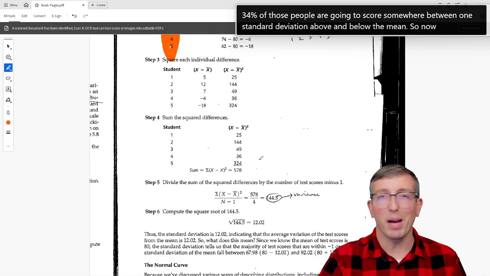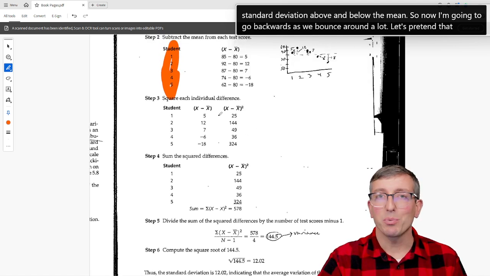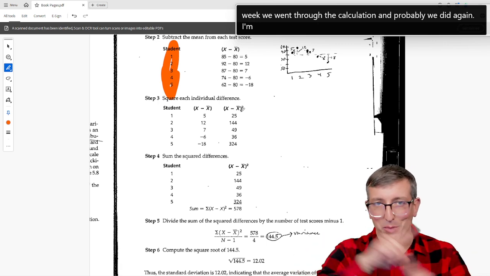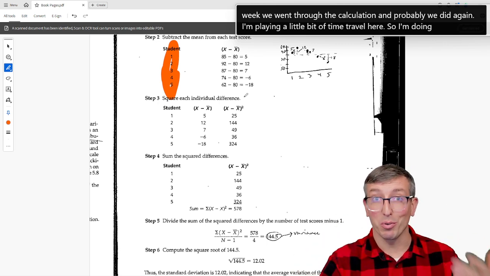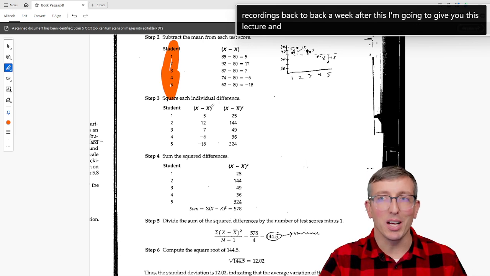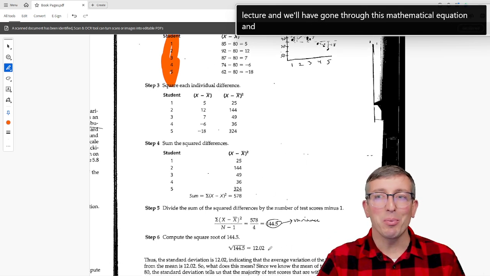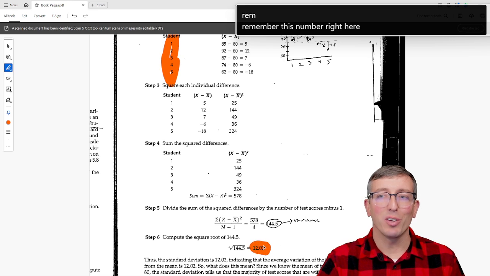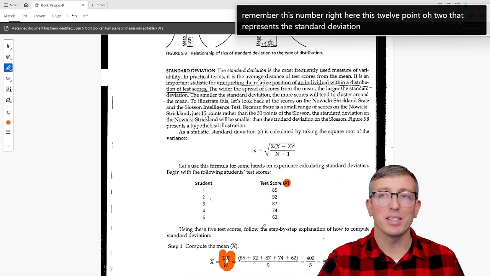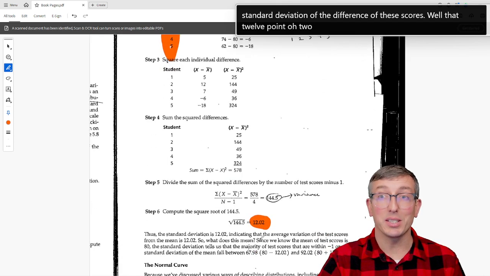Okay, so now I'm going to go backwards. It's going to be bouncing around a lot. Let's pretend that last week we went through the calculation, and probably we did. I'm playing a little bit of time travel here, doing these recordings back to back. A week after this, I'm going to give you this lecture, and we'll have gone through this mathematical equation. Remember this number right here, this 12.02, that represents the standard deviation of the difference of these scores. Well, that 12.02 is our standard deviation.